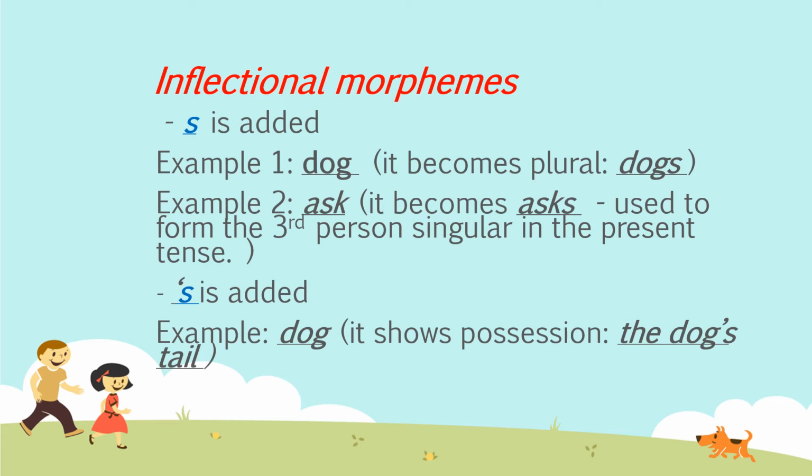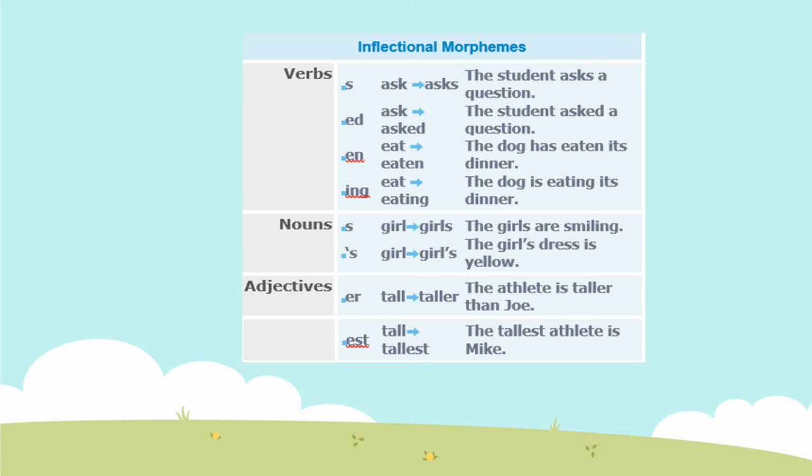How does meaning change when s is added to ask? It becomes asks and is used to form the third person singular in the present tense. Example, the student asks an important question. These changes are examples of how inflectional morphemes contribute meaning.